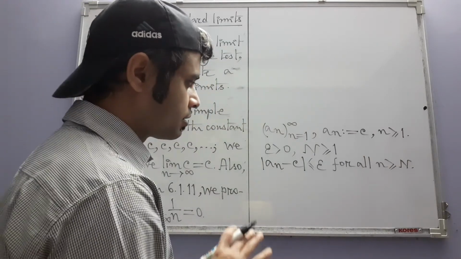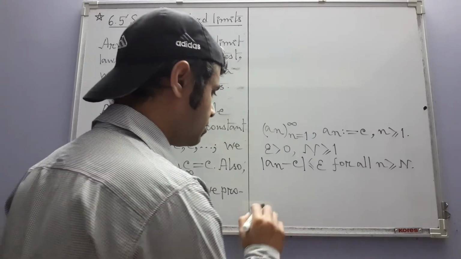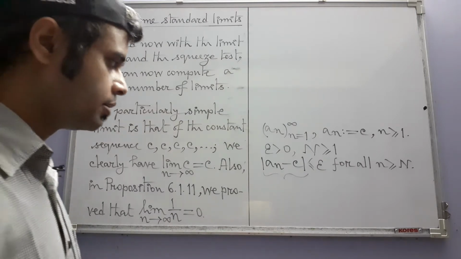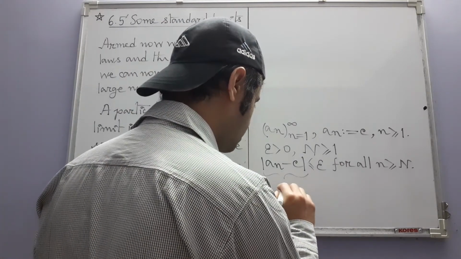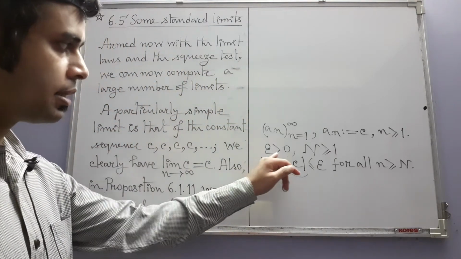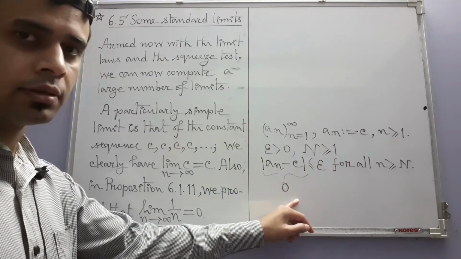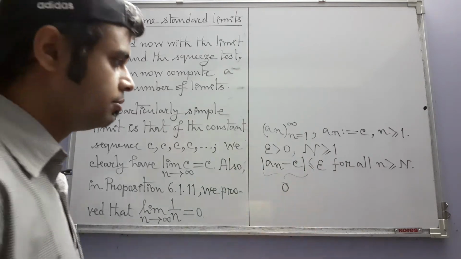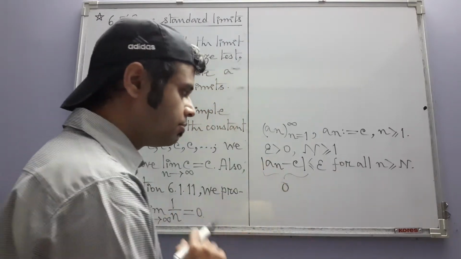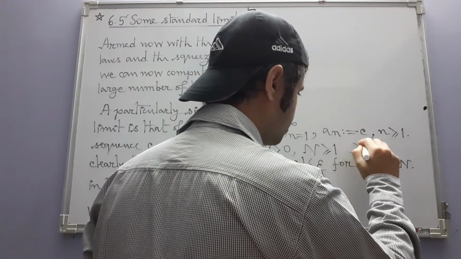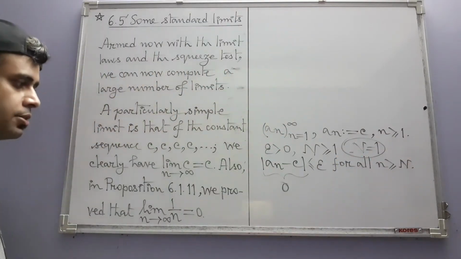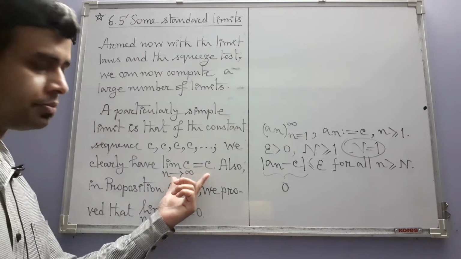Now, in this case, things are particularly easy because this term on the left hand side of this inequality is always 0, because all the a_n are equal to c, and since epsilon is greater than 0, this inequality is trivially true, and that happens in fact for all the indices n. So if you want, you can take this capital N to be equal to 1 itself. So that just proves that this limit is c.